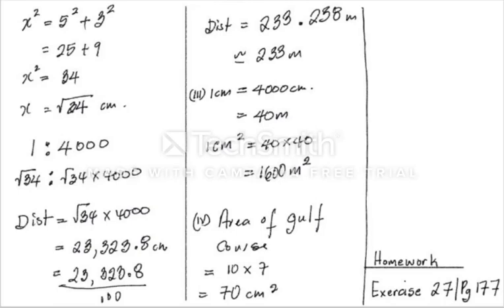All right, but 1 centimeter square is equal to 1,600 meters square. Therefore, the actual area becomes 70 times 1,600. All right, so 1,600 times 70 is equal to 112,000 meters square. 112,000 square meter.